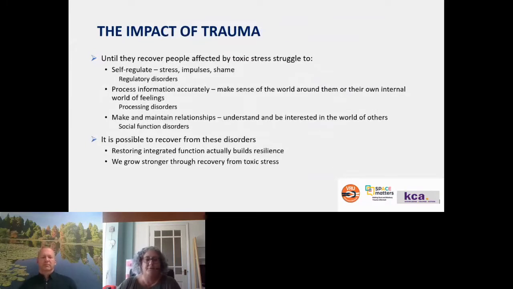So the impact of trauma. This is what we experience from being in a situation where we are exposed to toxic stress. In order to move away from toxic stress, to repair our brains, to move forward, we need to become able to self-regulate. A child exposed to trauma with no co-regulation, when they become a teen, they often get worse in terms of their risky behaviours.